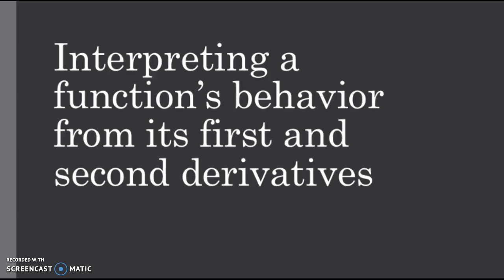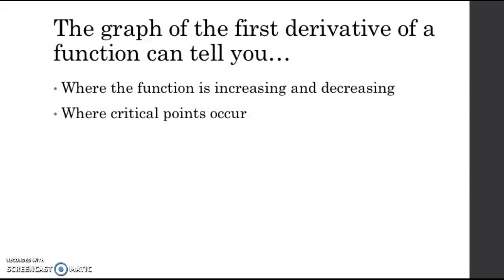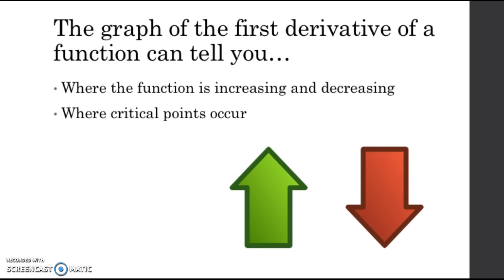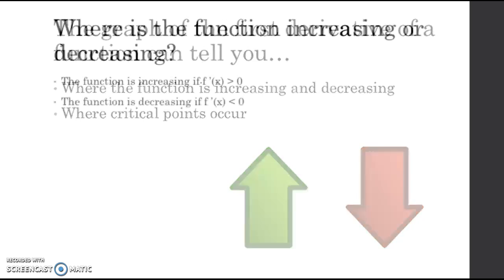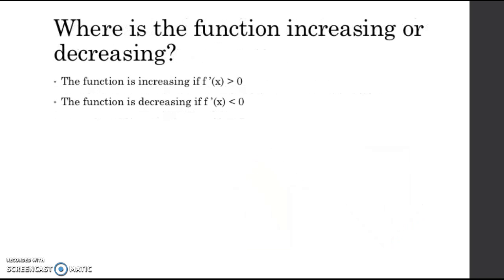This presentation will explain how to interpret the behavior of a function from looking at the graphs of its first and second derivatives. You can look at the graph of the first derivative of a function and determine where the function is increasing and decreasing, as well as where the critical points occur. A positive first derivative means that the function is increasing. A negative first derivative means that the function is decreasing.